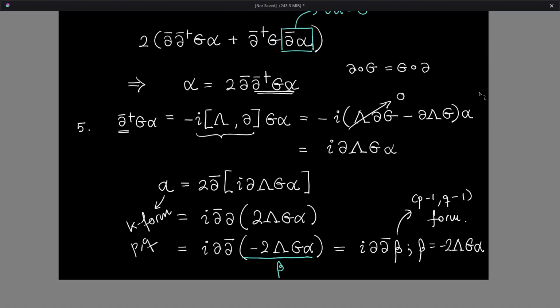And so now with that established, we will now get on to our last consequence for the Kähler manifold, and that is called Lefschetz decomposition.